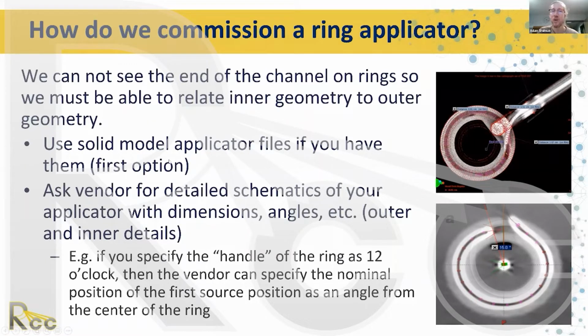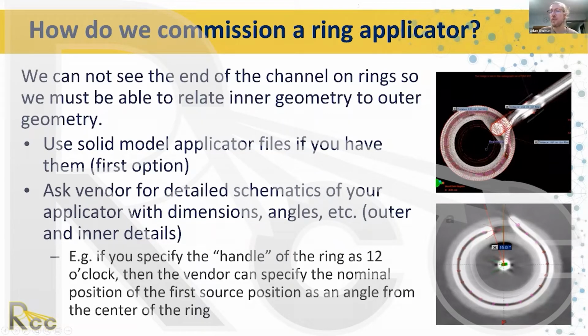If you don't have solid model applicator files in your TPS, another way is just ask the vendor for detailed schematics. It's really easy. So you can look at, for example, if you specify the handle of the ring right here as 12 o'clock, then the vendor can specify the nominal position of all the dwell positions as an angle from the center of the ring. So let's look at this one, going with the letter A here. If we specify this as 12 o'clock, then the vendor can specify what angle are the nominal dwell positions for this particular applicator. So there are lots of different ways.